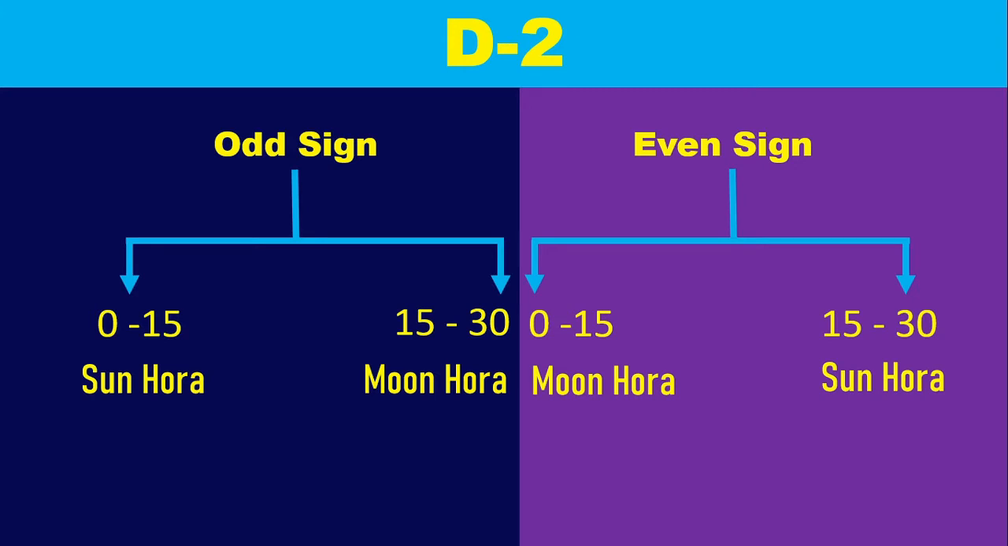For an odd sign, any planet which is posited in an odd sign and placed between 0 to 15 degrees will be in Sun Hora, and if it is in 15 to 30 degrees, then it will be in Moon Hora. Similarly, for an even sign, if a planet is posited in 0 to 15 degrees, then it will be in Moon Hora, and if it is in 15 to 30 degrees, then it will be in Sun Hora.